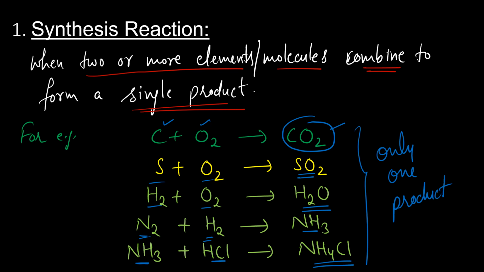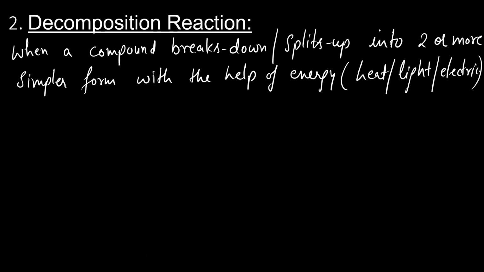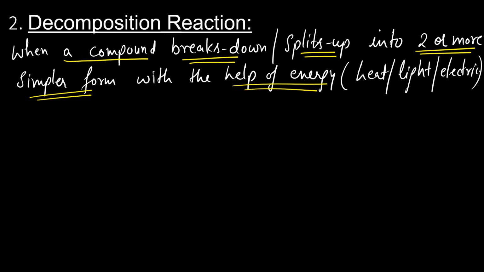Let's go to the next. Okay, so here we have the second example, the decomposition reaction. As its definition says, when a compound either breaks down or splits up into two or more simpler forms with the help of energy. Now energy can come either in the form of heat, or light, or electric energy. Now let's see a few examples.